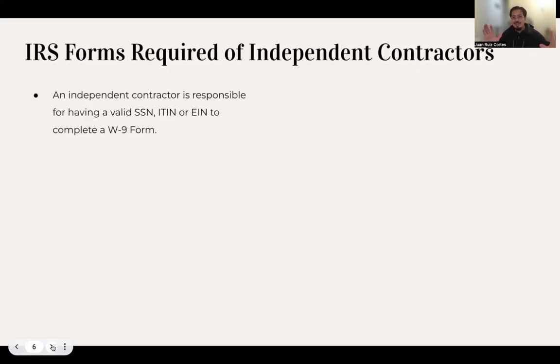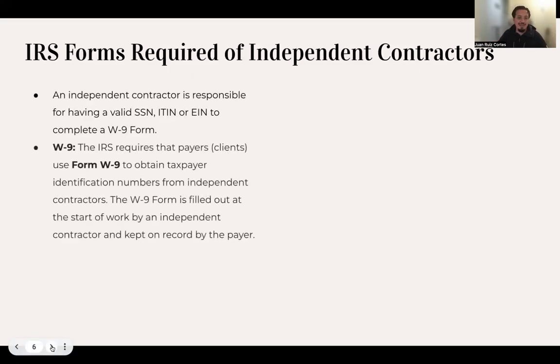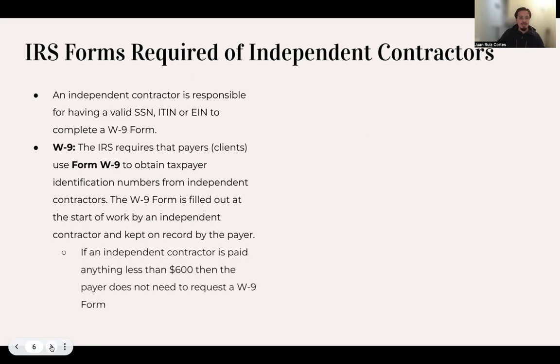A lot of information to unpack. Bear with me, folks. Independent contractors are responsible for having a social security number, tax identification number, or employer identification number to complete the W-9 form. So what this means is that you can engage in independent contracting with your ITIN, or if you have registered a company and the IRS has provided you an employer identification number, an EIN, you can use that to complete the W-9 form.